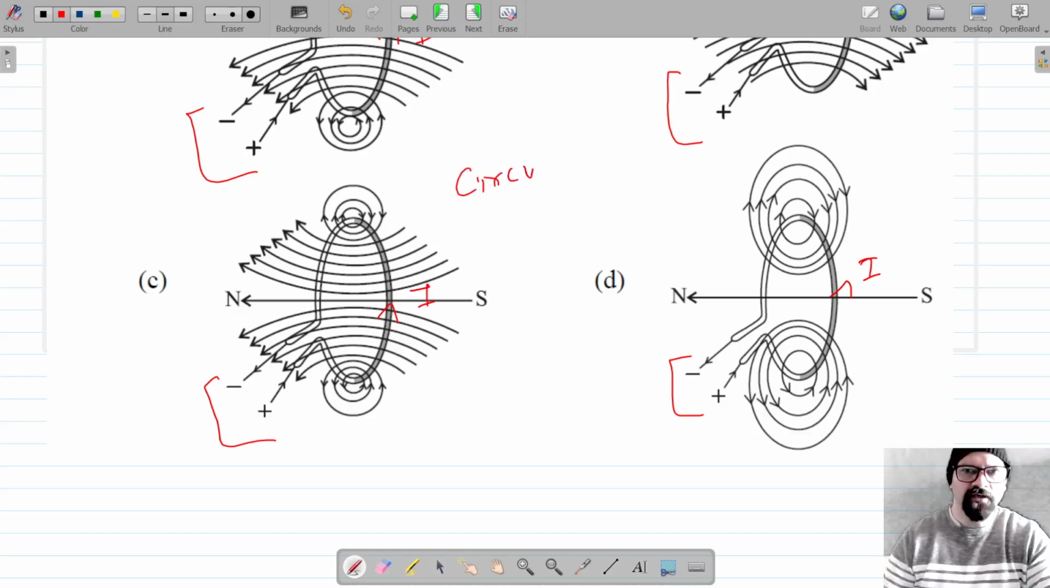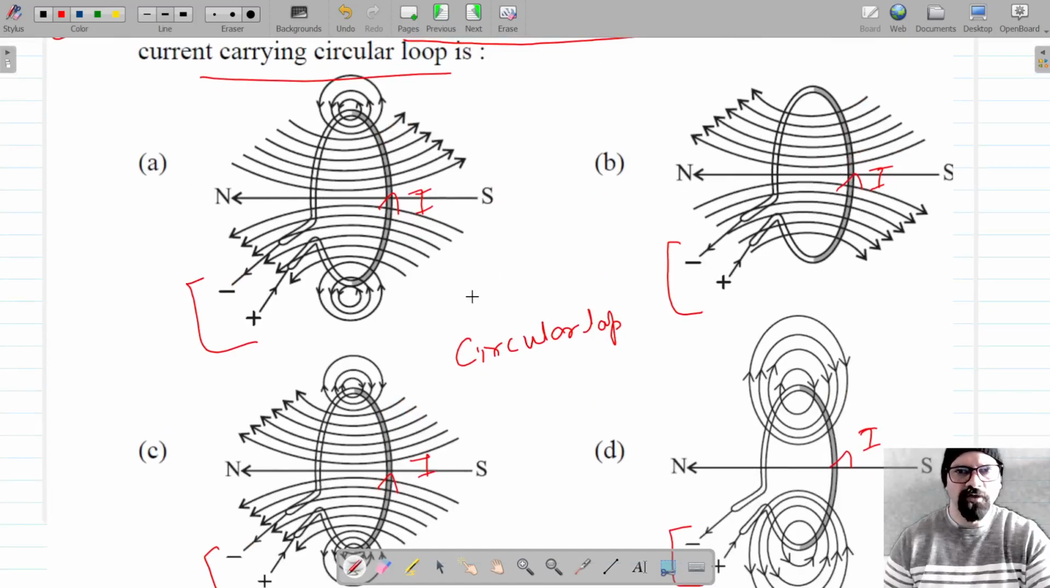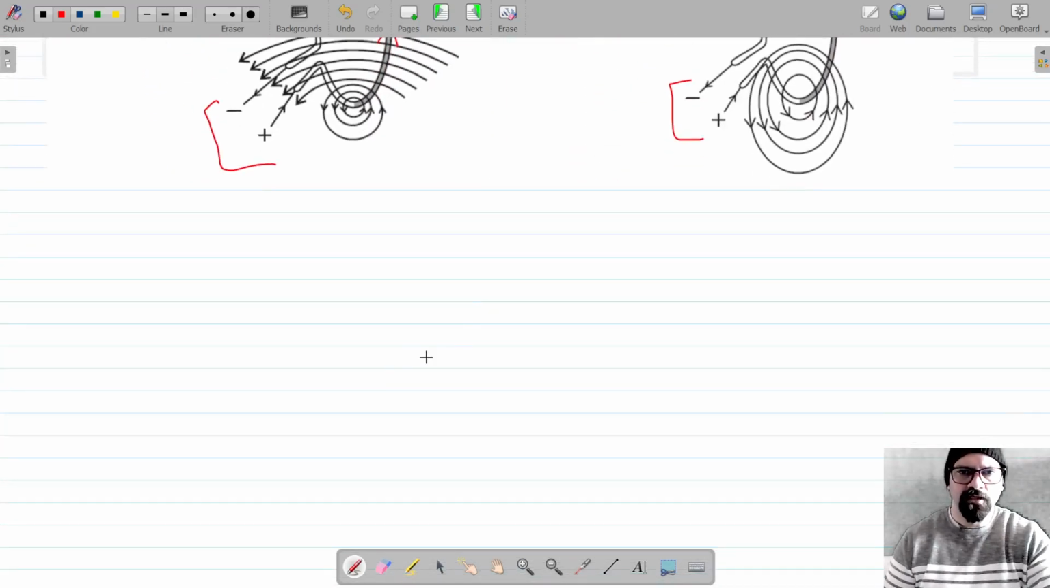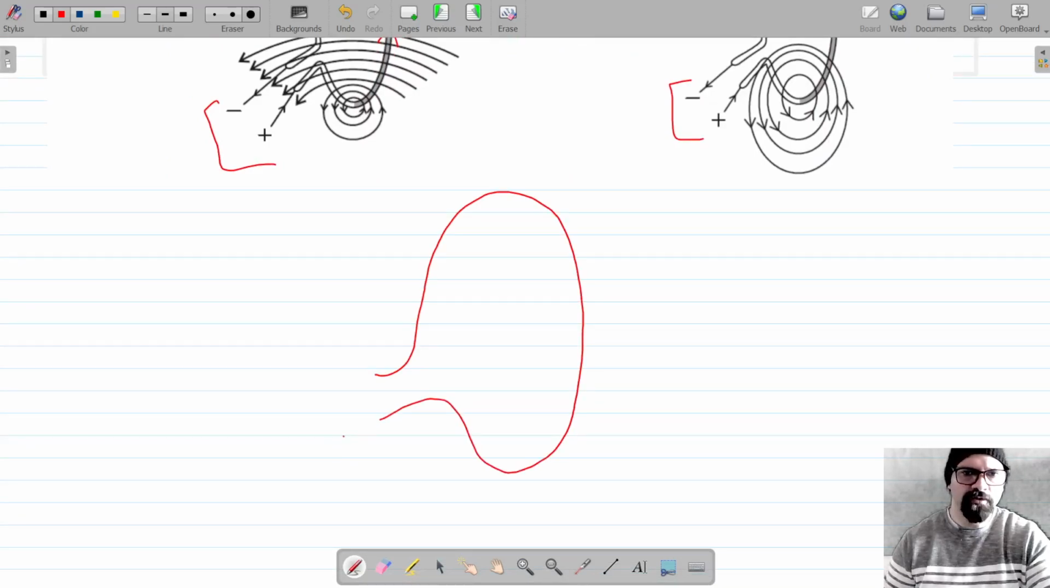And this is a current carrying circular loop. In all four cases, this is a current carrying circular loop. Okay, let me draw it here. ये है, this is the current carrying circular loop. This is connected to the positive terminal of the battery. This is the negative, and the current is going in this direction. This is the direction of current. So how do we find the pattern of the magnetic fields?